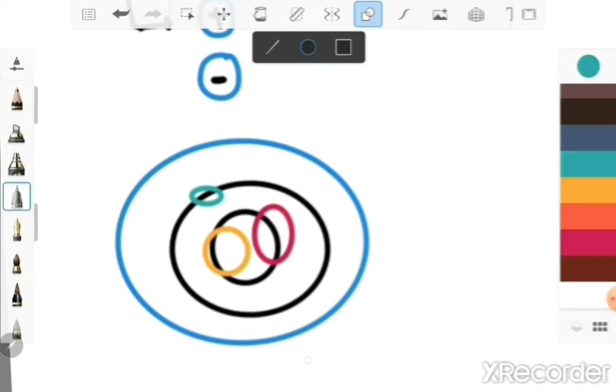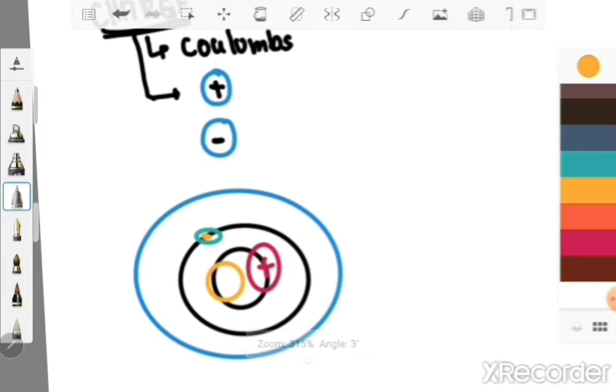Your positive charge is typically your proton. Then your negative charge is your electron. And then your neutral charge is your neutron. So your positive charge is your proton and your negative charge is because of your electron.